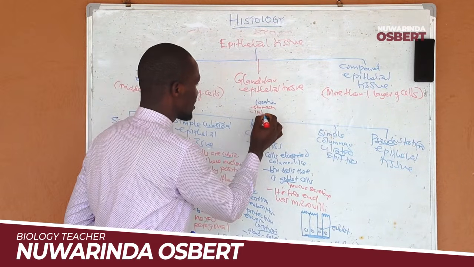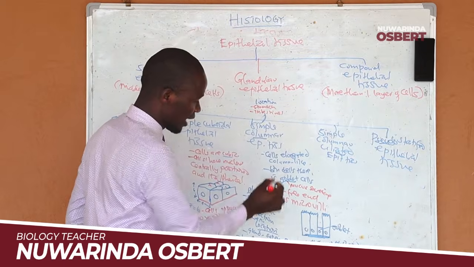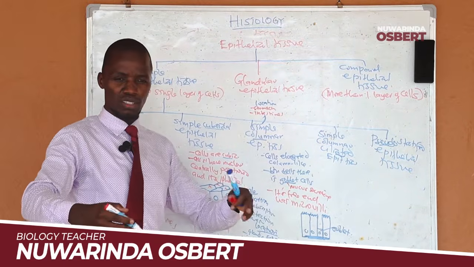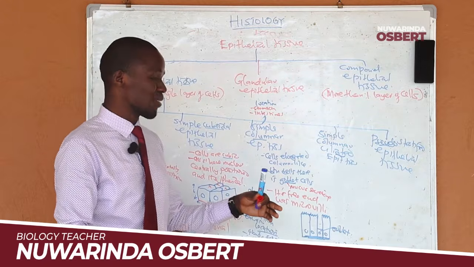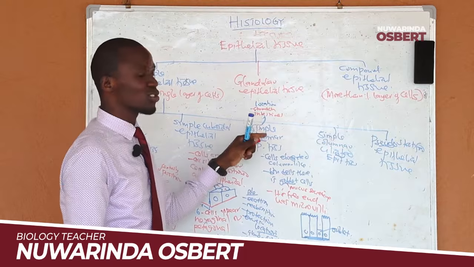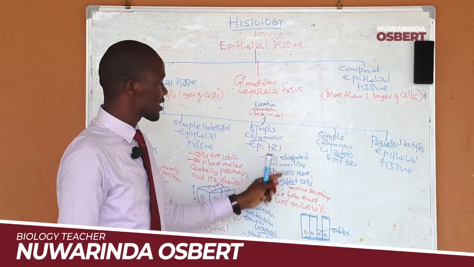We also have intestines. And then you can also ask, because in intestines, for example, we have microvilli. Those ones I said about intestines, you know that intestines have got microvilli to increase surface area for absorption. So we have intestines and so on and so forth. That's why you find such kind of tissues.